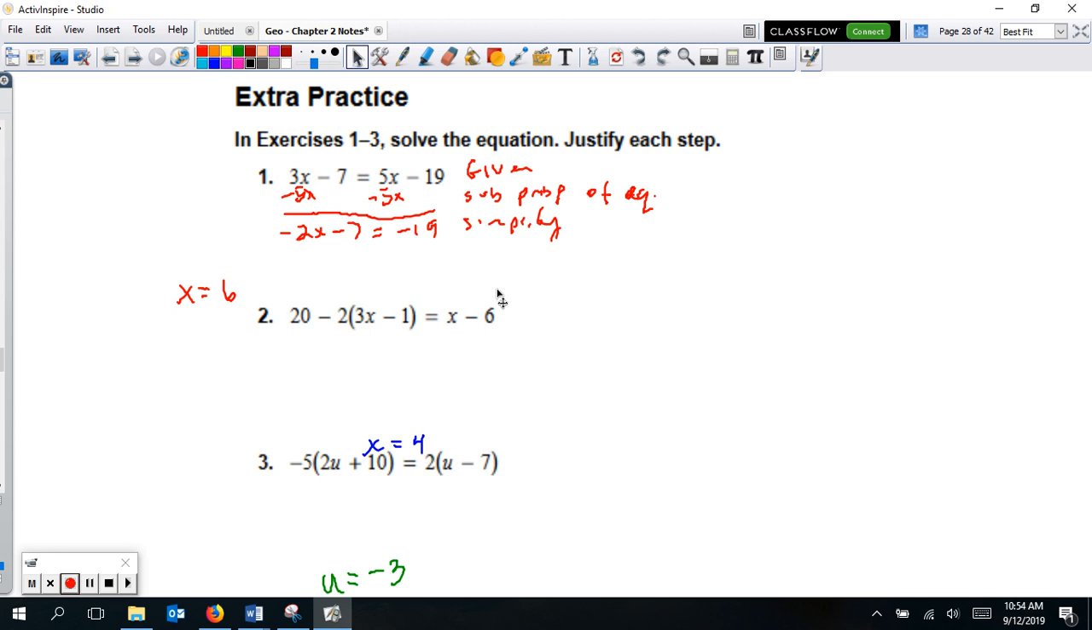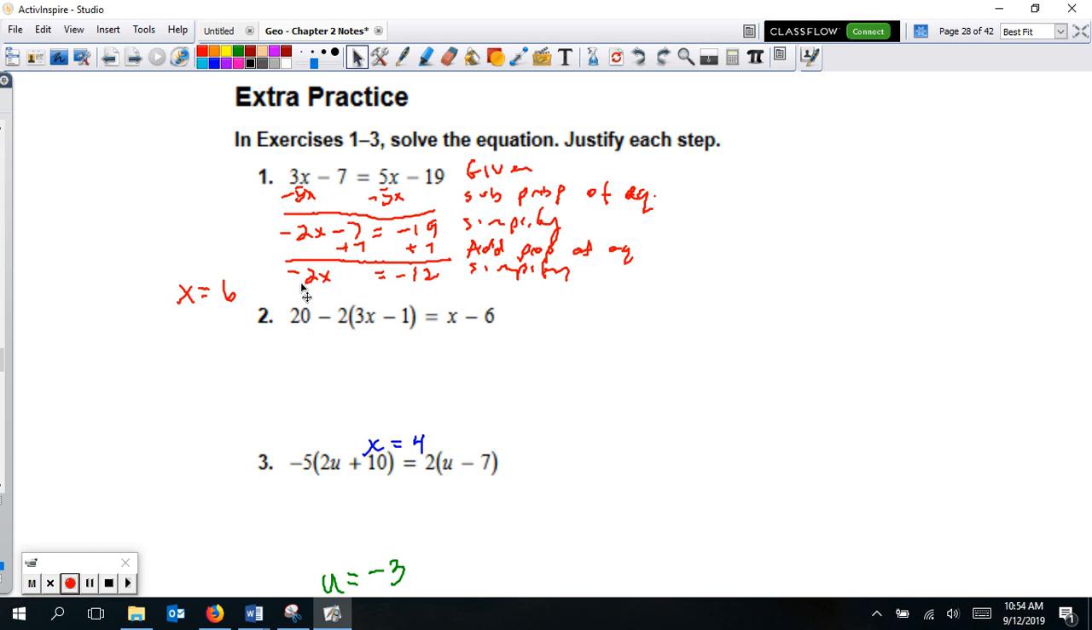So I'm going to do that on the next two. The next thing I would do is I want to bring the negative 7 over here to negative 19. So I'm going to add 7 to both sides, and that would be the addition property of equality to do that. And again, I'm going to then do the addition here. So it now gives me an equation of negative 2x equals negative 12. And that's again just simplifying the equation.